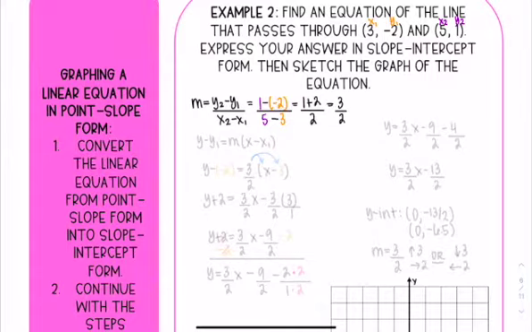Now, when picking a point to plug into point-slope form, it does not matter which one you pick, because when you simplify, you'll get the exact same answer. So I am going to just use the 3, -2 that's labeled as x1, y1 to plug into our formula. And so we're plugging into point-slope form.